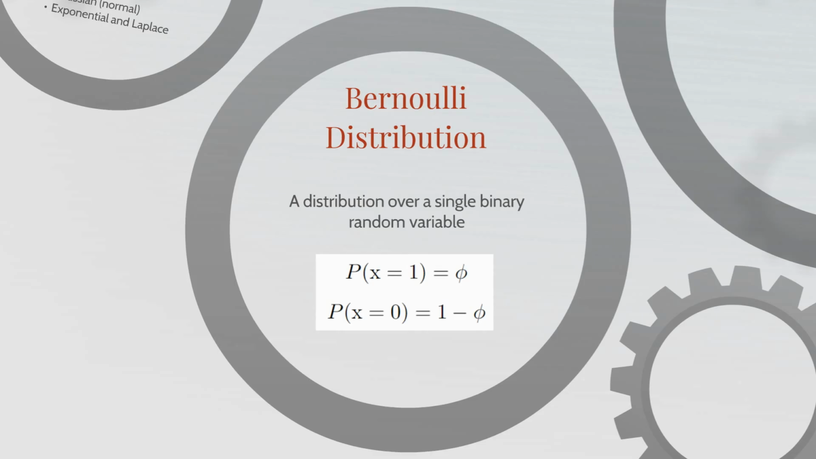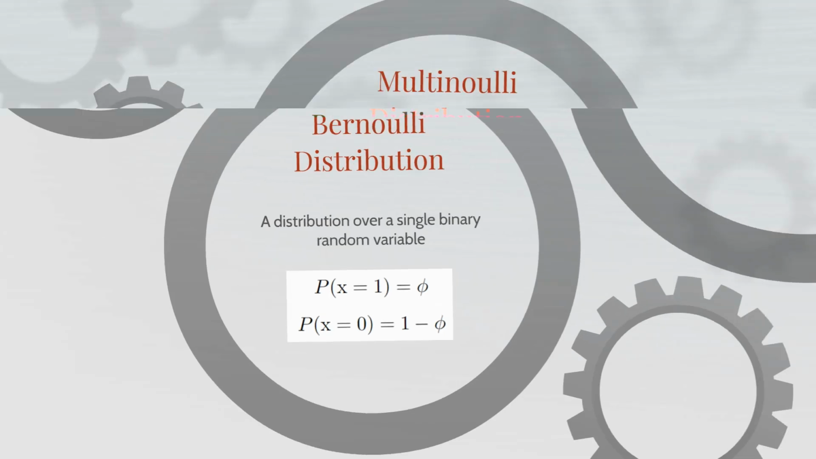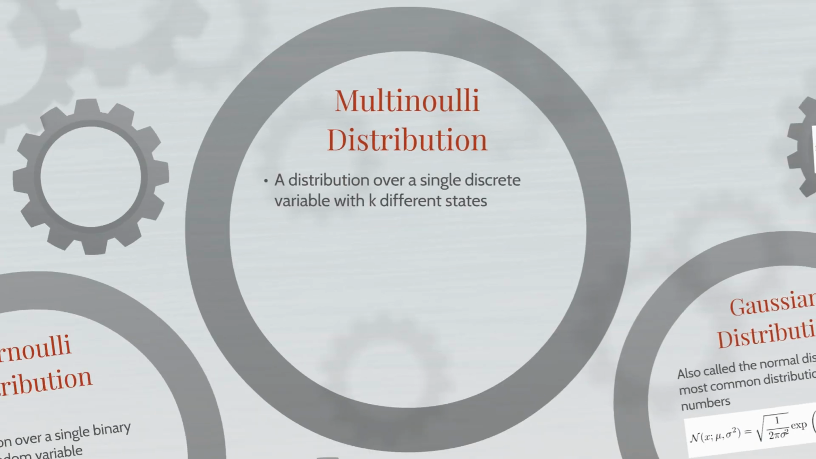So that's the Bernoulli distribution, and it can quickly be expanded to the multi-Bernoulli distribution. The multi-Bernoulli distribution is a distribution over a single discrete variable with k different states. So now instead of just having a binary variable, we can have k number of states. However, k has to be finite here. K cannot be infinite, in which case we would have a continuous variable. If k is finite, we still have a categorical variable, we have a discrete variable, and we can describe it using simple probabilities for different states. So this is also known as a categorical distribution.